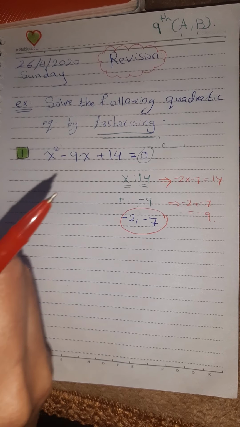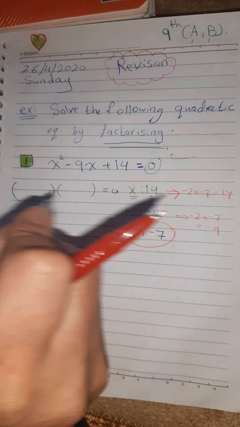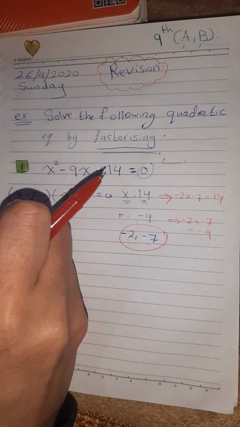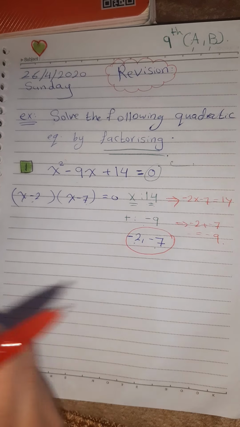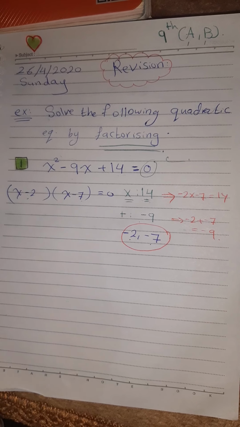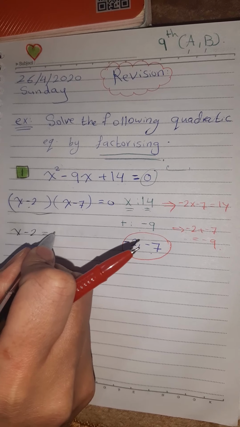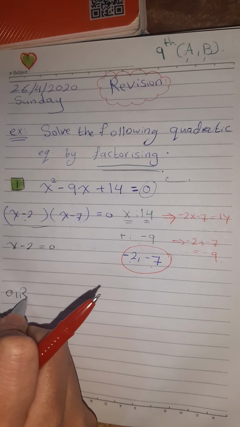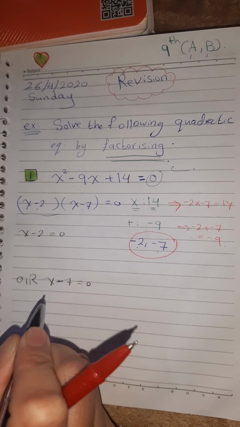Now open two brackets equals 0. This is x, negative 2 and negative 7. You can switch: negative 7, negative 2 equals 0. Now, each of the two brackets equals 0. Here, x minus 2 equals 0, or x minus 7 equals 0.